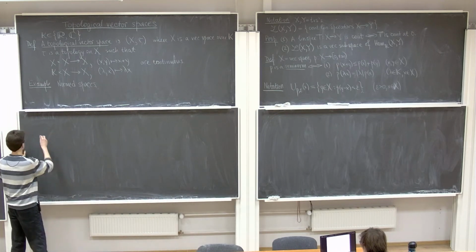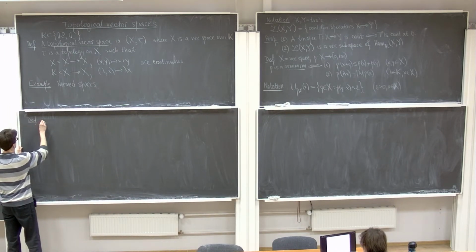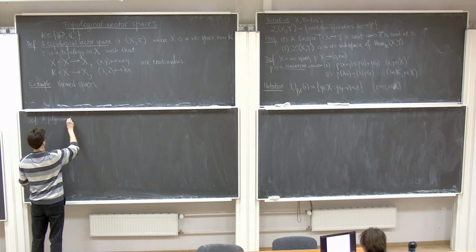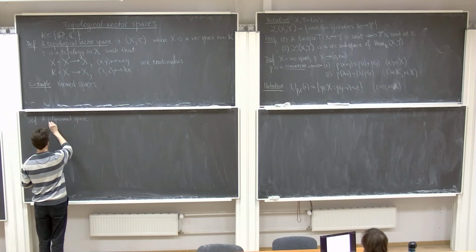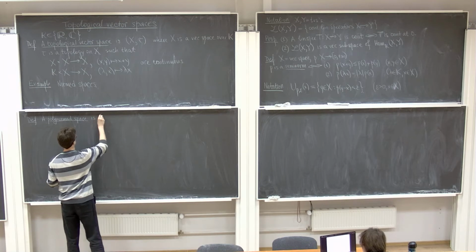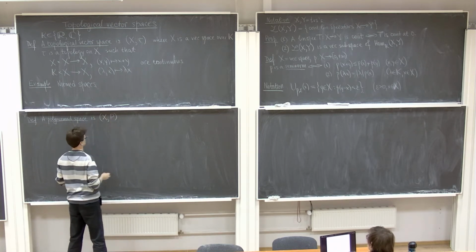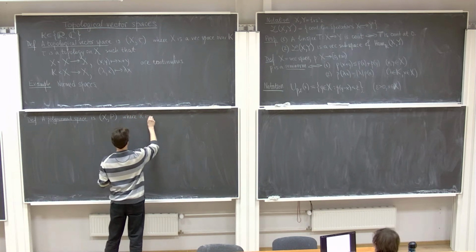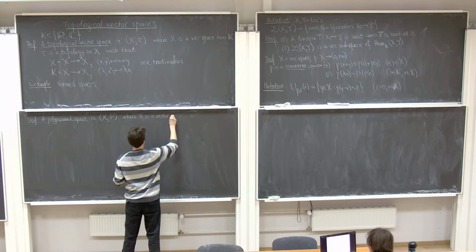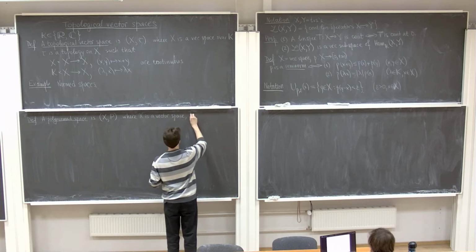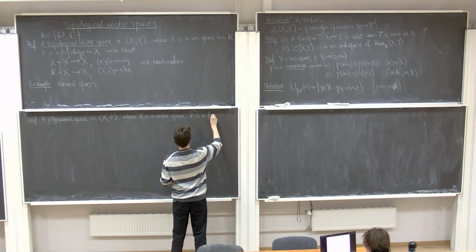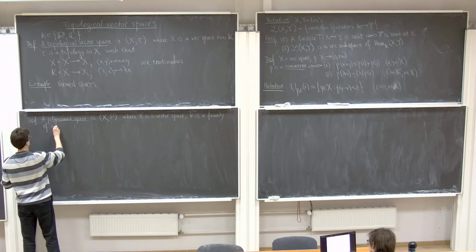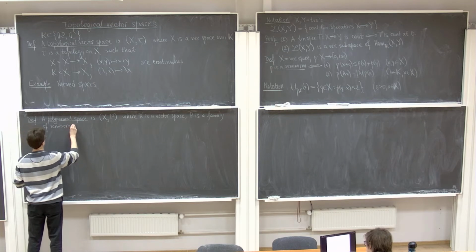We now give the following definition. A polynormed space is a pair (X, P) consisting of a vector space X, and P is a family of seminorms on X.